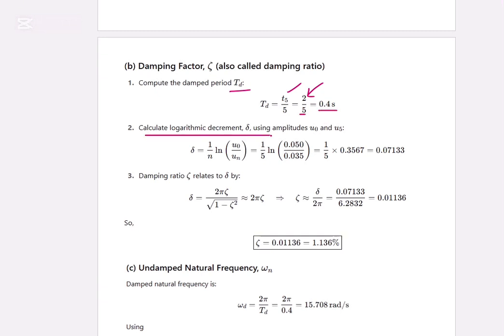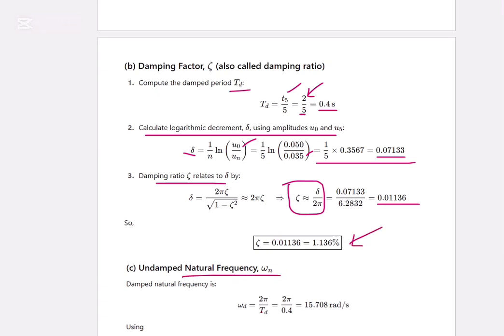Calculate the logarithmic decrement. The amplitude of the first one is 0.05. After 5 cycles, the amplitude is 0.035. That's why we are dividing it by 5. So it becomes 0.0713. That's the delta value. So damping ratio, we know 2 pi by delta equal to square root of 1 minus eta squared. So this is approximately eta equal to delta by 2 pi. So we are getting this much, and this becomes 1.136%.